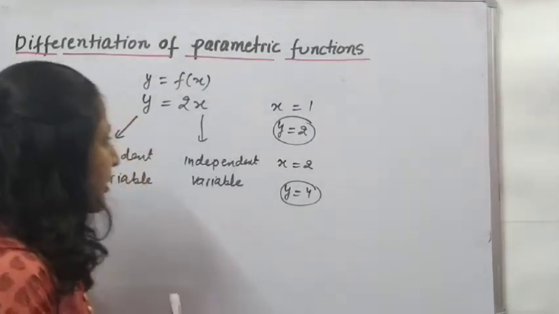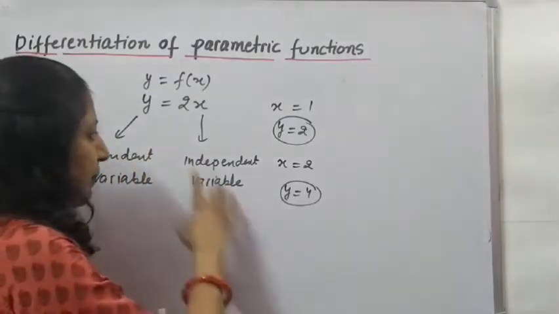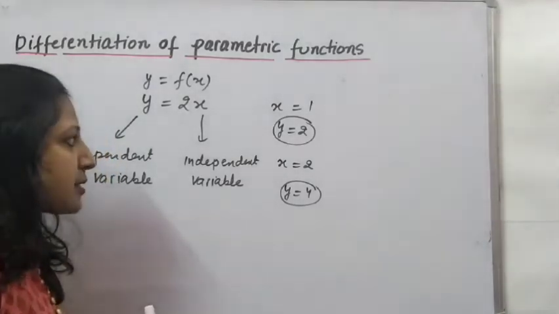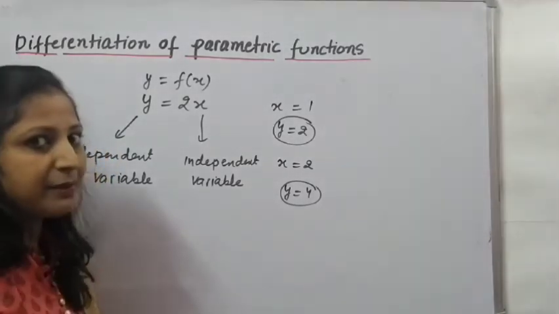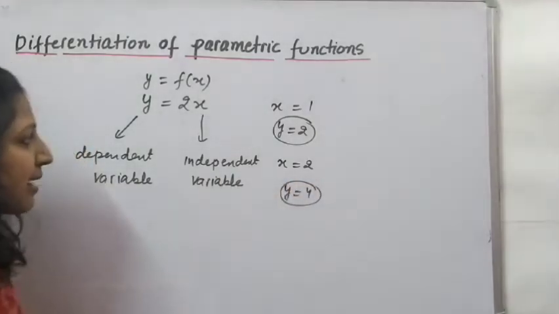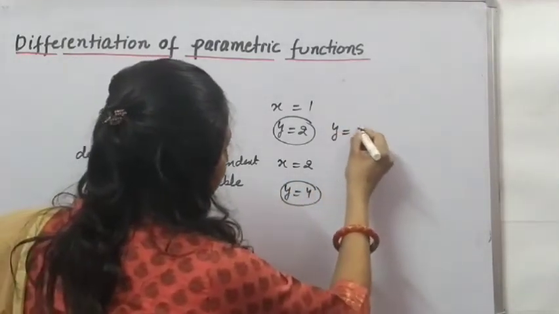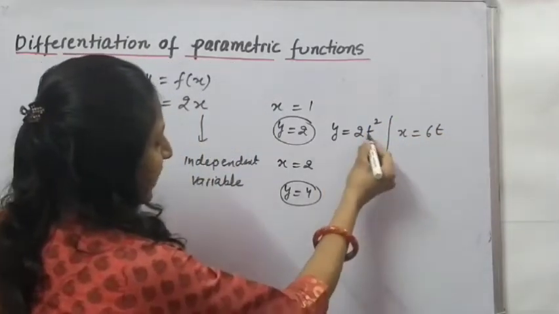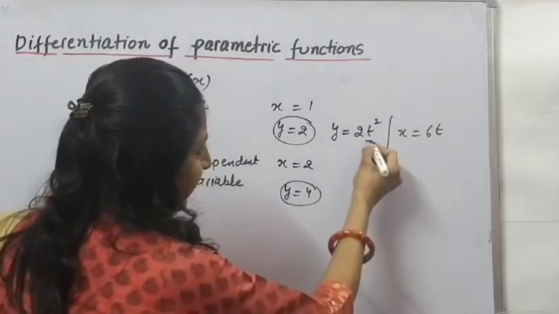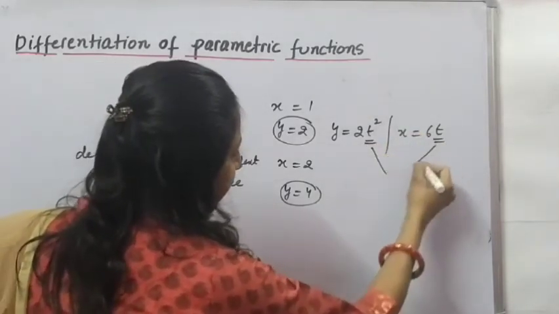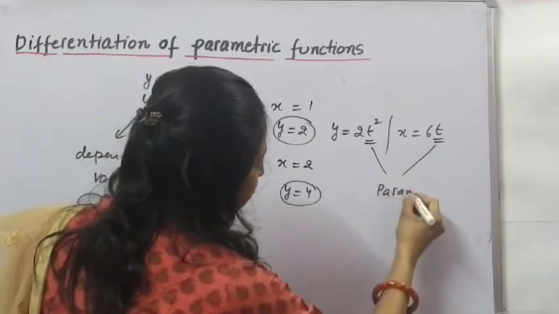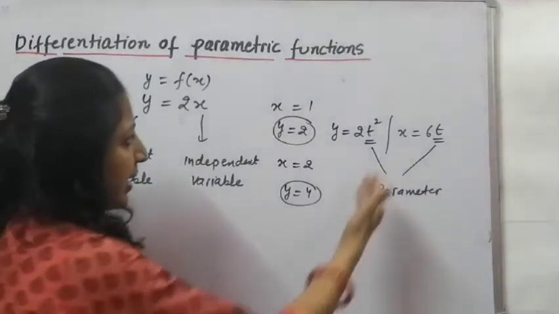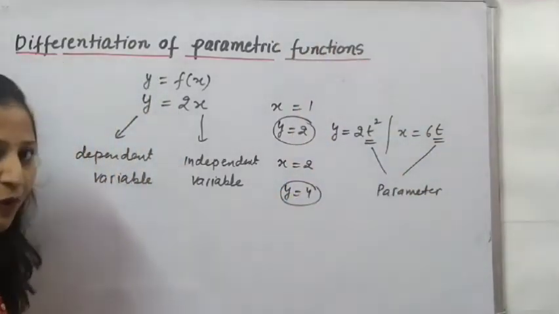In case of parametric functions, the dependent variable and independent variable will not be directly connected, right? Both will be functions of a third variable, and that third variable is usually called a parameter. Let us see an example. Let me have y is equal to 2t square and x is equal to 6t, right? So here y is a function of t, x is a function of t. Here t is the third variable and this t is usually called a parameter. That's why this form of function is called parametric form, right students?